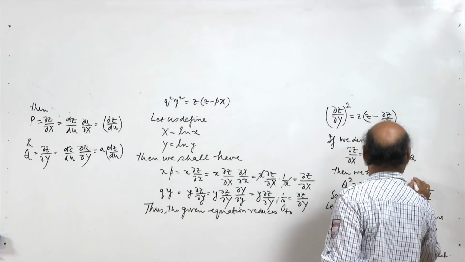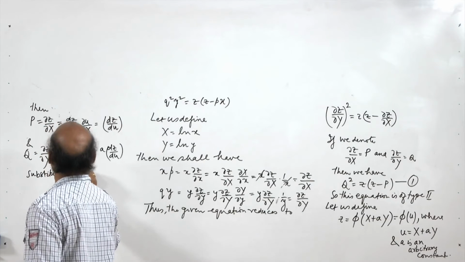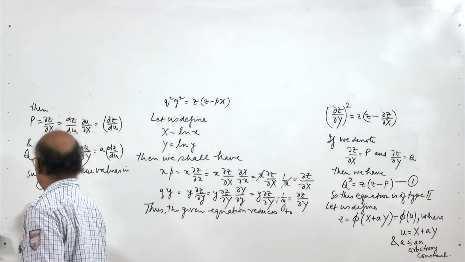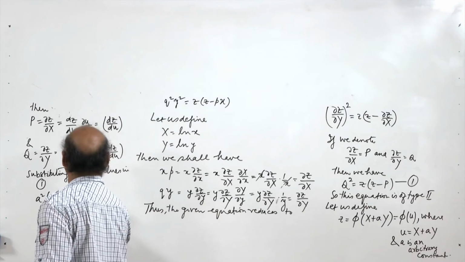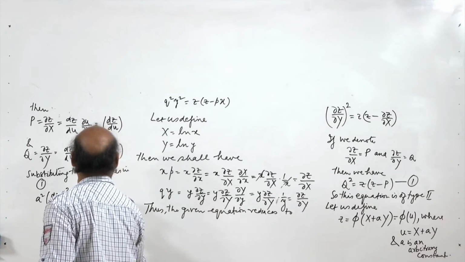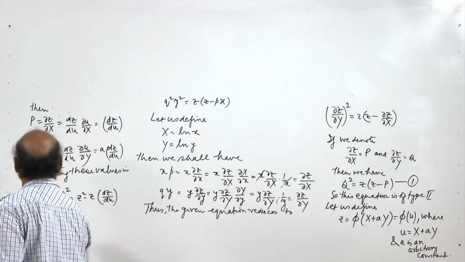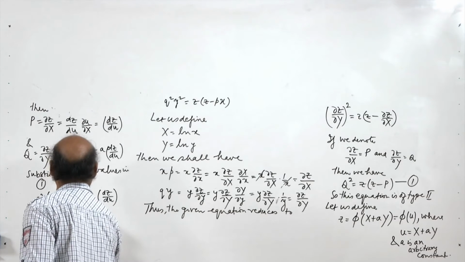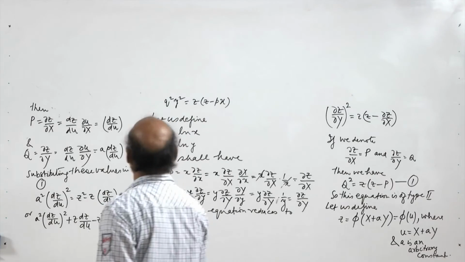Let us call it as 1. So substituting these values in equation 1, we will get a square dz by du whole square equal to z square minus z into p. So z into p is dz by du. So a square dz by du whole square equal to z square minus z into p. So we have this. Now a square dz by du whole square plus z dz by du minus z square equal to 0. Now it is a quadratic equation in dz by du, so we can solve it.